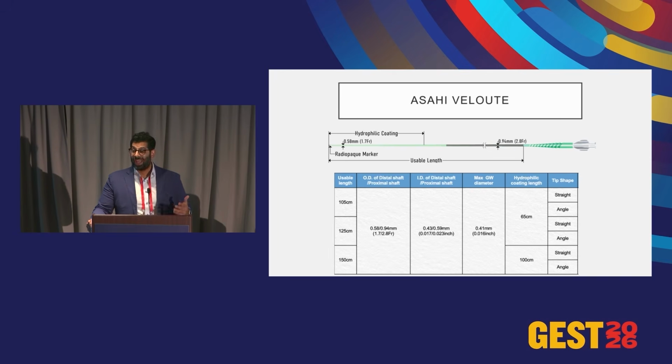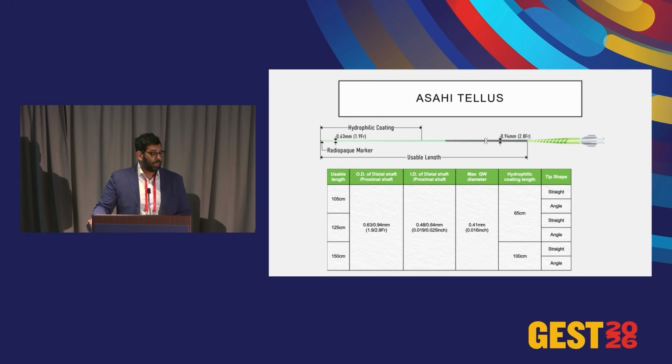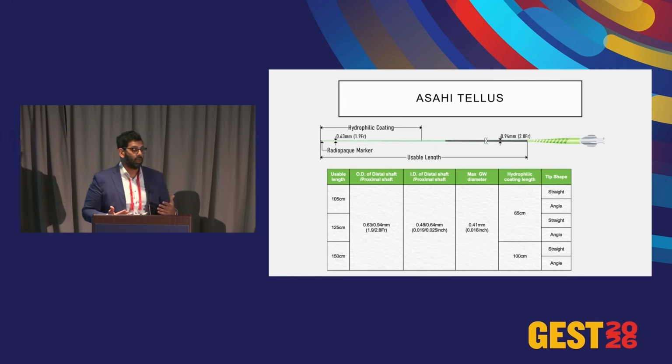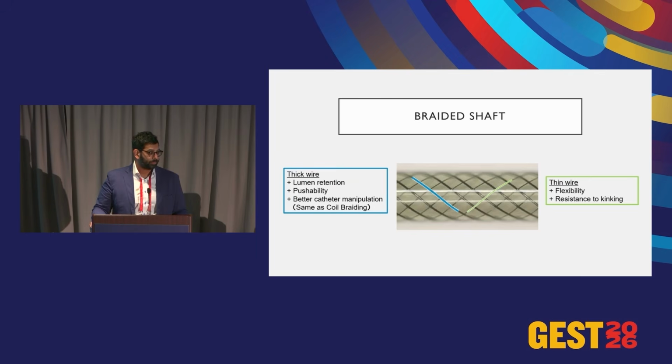I prefer the angle tip, but the straight tip is available. And then the TELUS, which is the 1.9 catheter, I have this on the shelf as well. 0.19 at the distal end, also accepts an 0.16 wire. Again, I prefer the angle tip over the straight tip. We'll talk about why in a second.